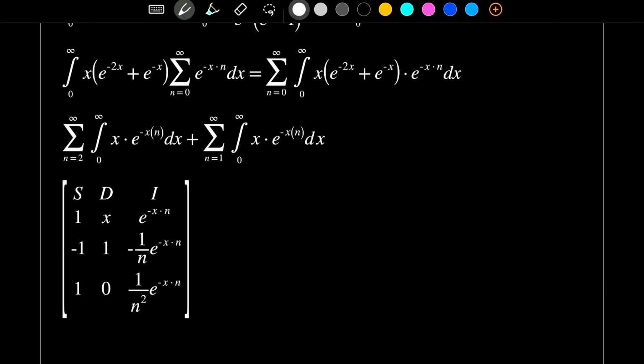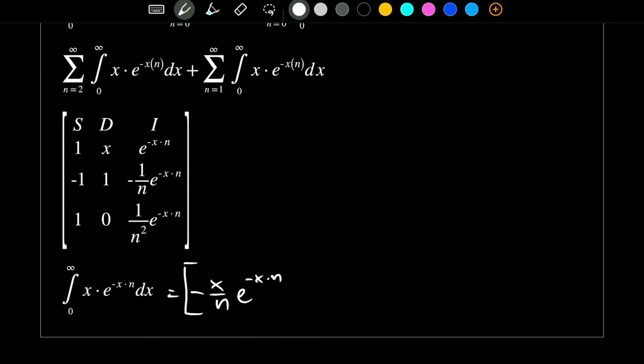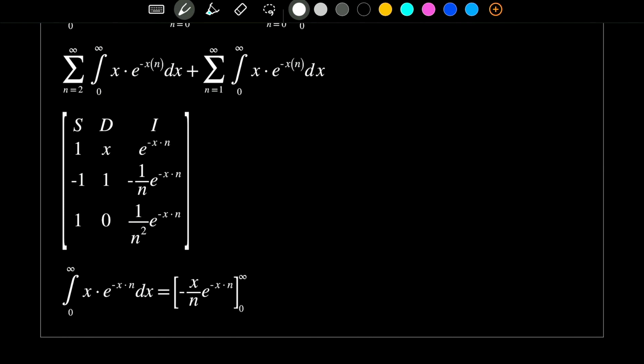So what is this integral from 0 up to infinity of x times e to the power of minus x times n dx equal to? We're going to get, so as I said, diagonally, we don't have to integrate or anything. We're going to get minus x over n times e to the power of minus x times n, evaluated from x equals 0 up to infinity, like so.